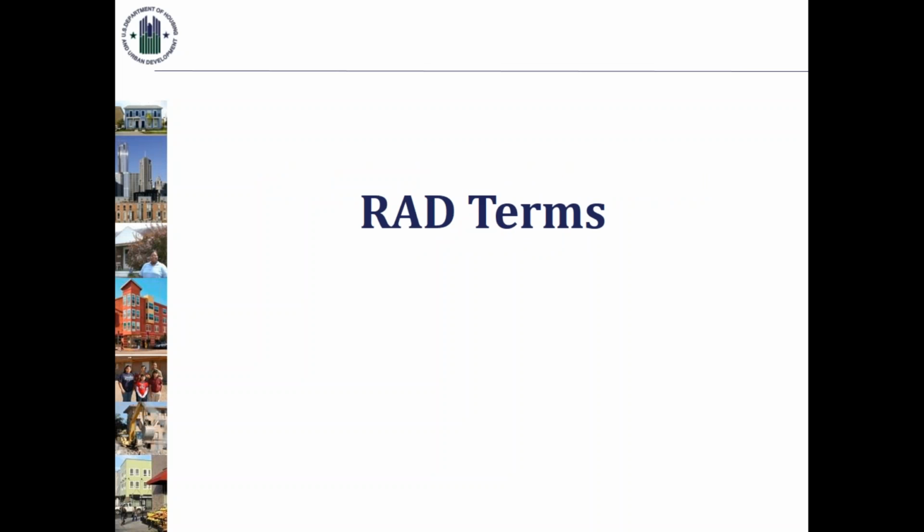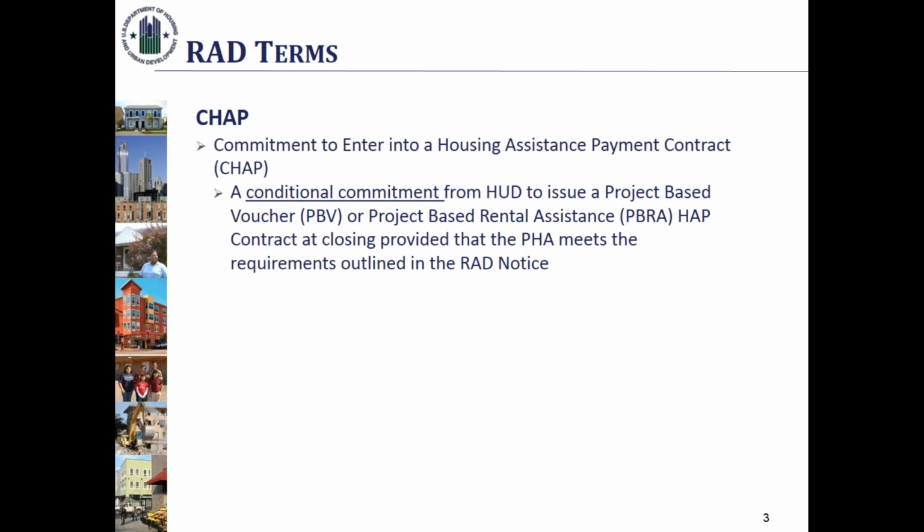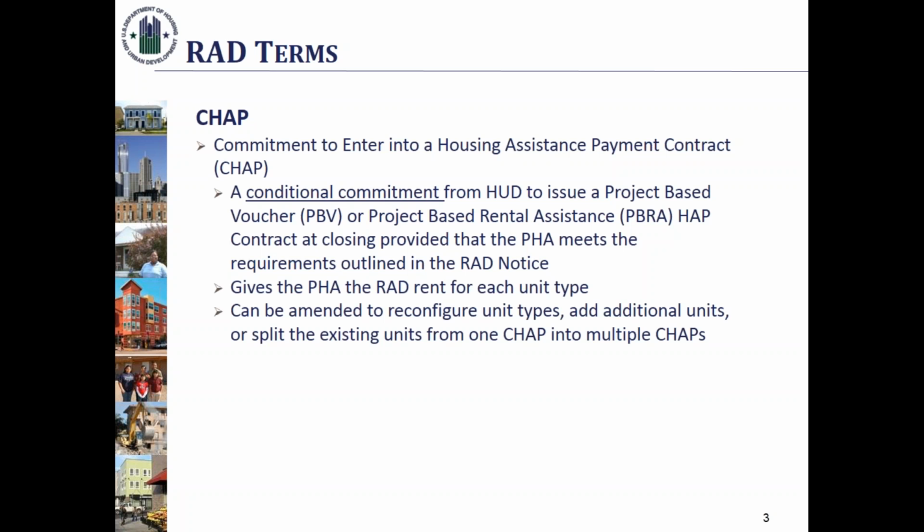All right, Pat. Okay, everybody, the RAD FHA approval process. First, we'll briefly go over a couple of RAD terms. The CHAP, which Robert just mentioned, kind of begins the RAD approval process, and it's a commitment to enter into a HAP. It basically says HUD will issue PBV or PBRA HAP contracts provided the PHA meets the RAD requirements. It gives the PHA the RAD rent for each unit type.